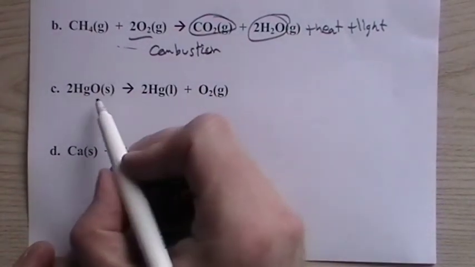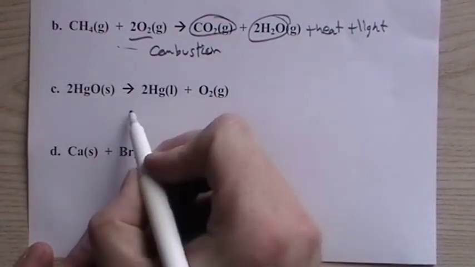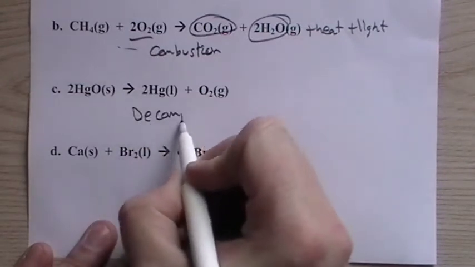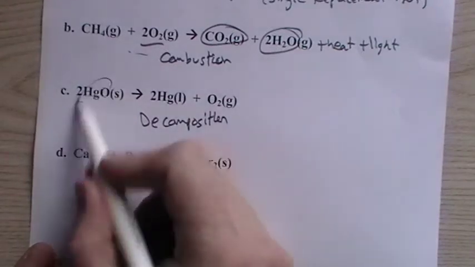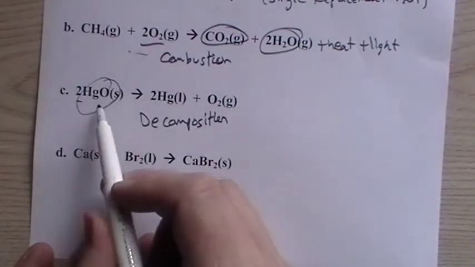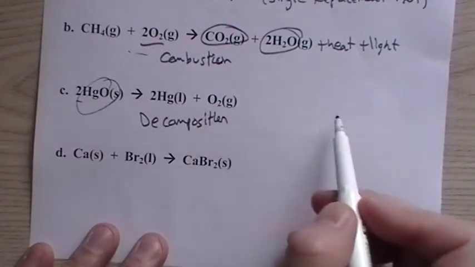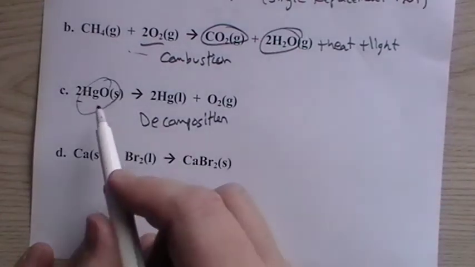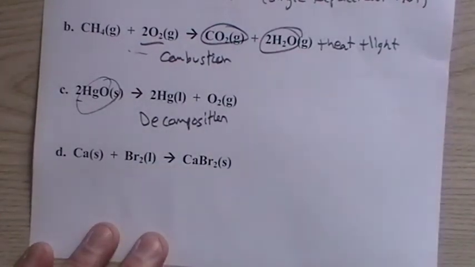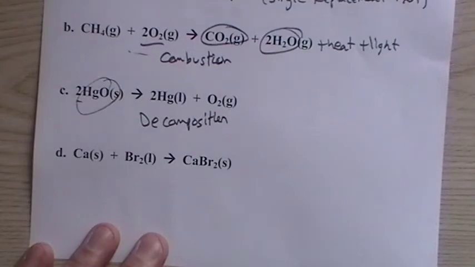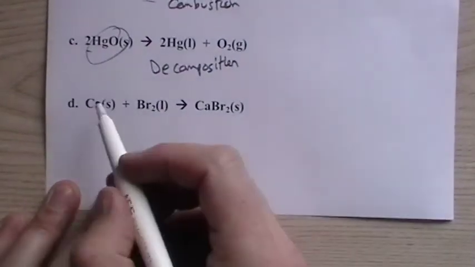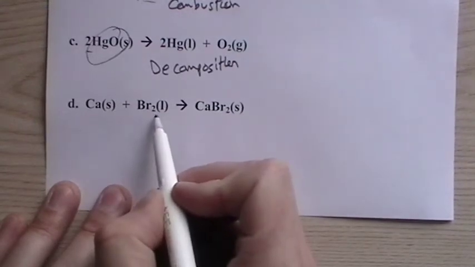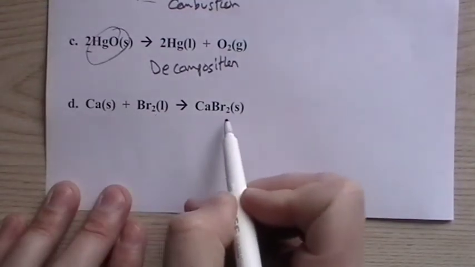Here we have mercury(II) oxide, and it breaks up. Since it breaks up, that's decomposition. Now, notice there's a 2 here, but it's just one species breaking up into 2. It can be one species breaking up into 3 or 4 or 5, but it's one thing breaking up into more than one thing. So it's just falling apart. That's decomposition. Then we have calcium and bromine come together to form calcium bromide.